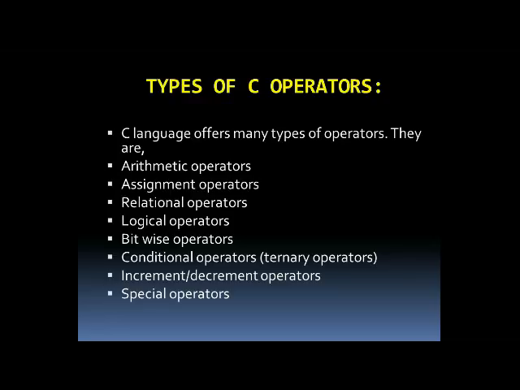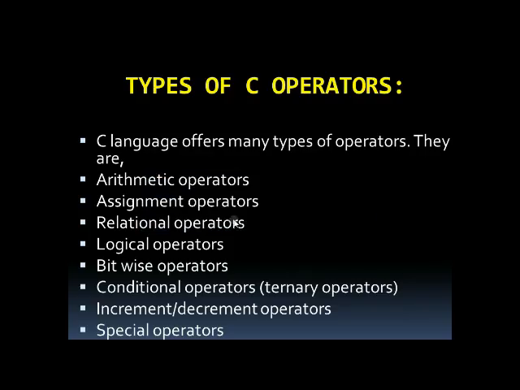Next we're going to see operators. An operator is nothing but a symbol which operates on a value or a variable. Here are the different types of operators in C, that is arithmetic operators, assignment operators, relational operators, logical operators, bitwise operators, conditional operators, those are ternary operators, increment and decrement operators, and special operators.